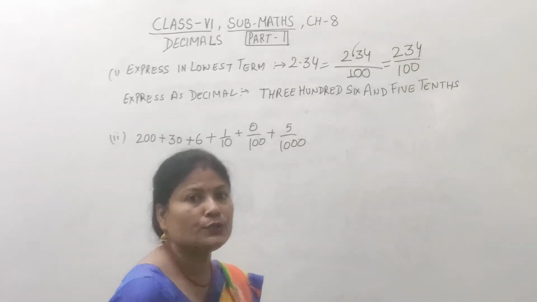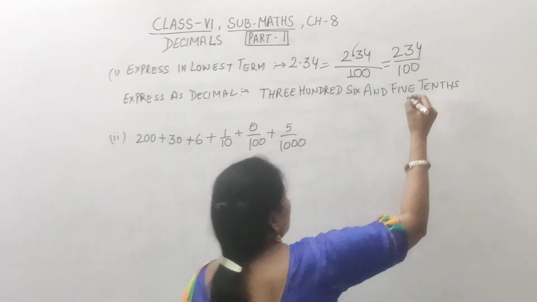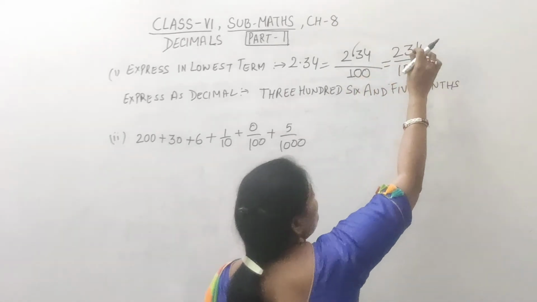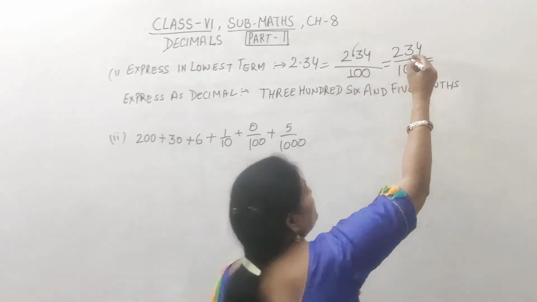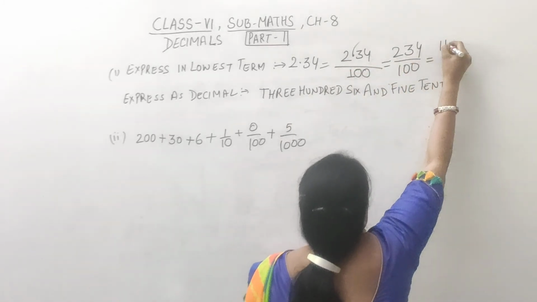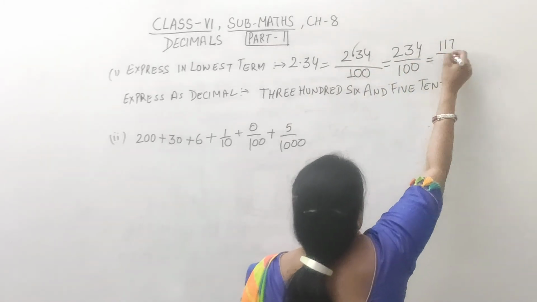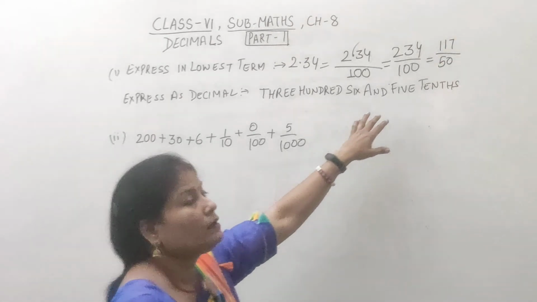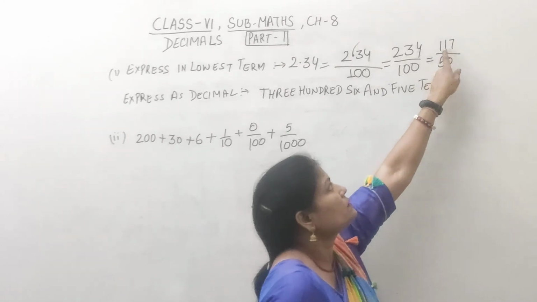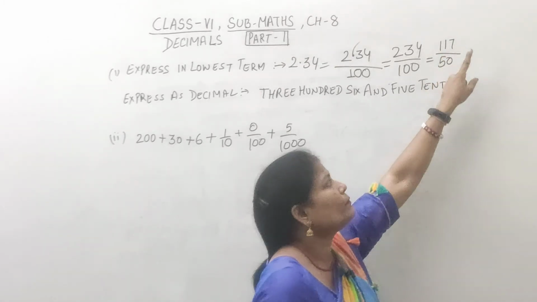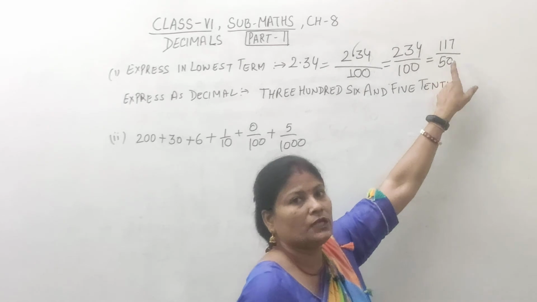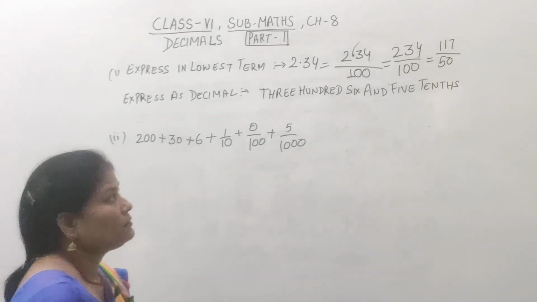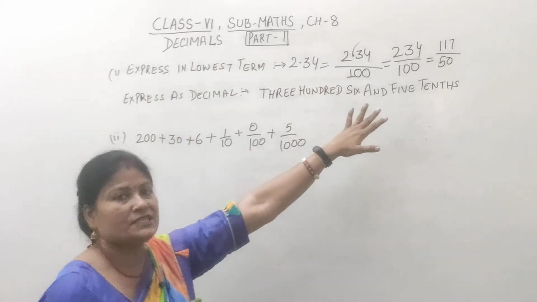Now, I can reduce this one. How do I reduce? See, by the 2 table, because this is divisible by 2, this is also divisible by 2. So, it will come 117, since 2 elevens are 22 and 7 twos are 14, upon 50. Yes, children. Now, it cannot be divided further. Why? Because 117 is an odd number and 50 is an even number. So, odd and even both cannot be reduced further. So, it is the lowest form.